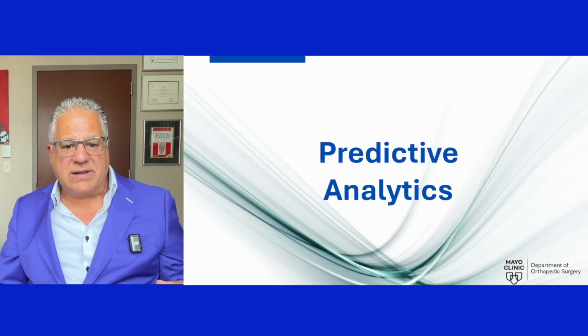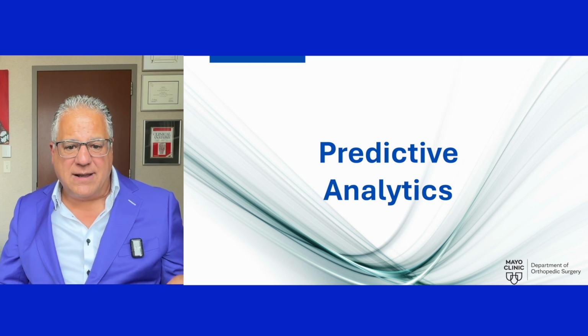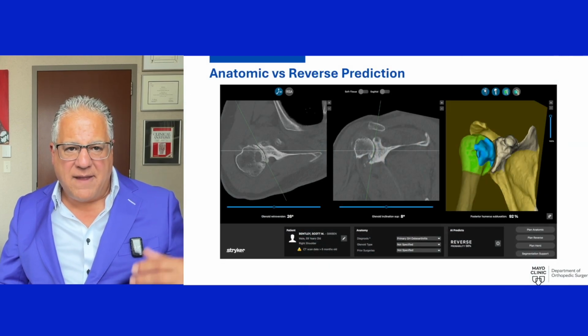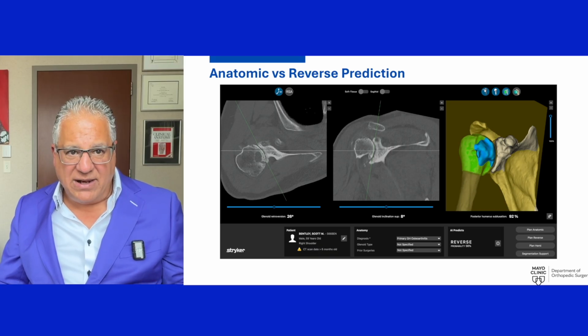Now let's talk about predictive analytics, a very fascinating field of artificial intelligence. There are a number of features that you can use in BluePrint to leverage AI. Number one, you can understand if it's better for a given shoulder to consider anatomic and reverse. But the devil is in the details.